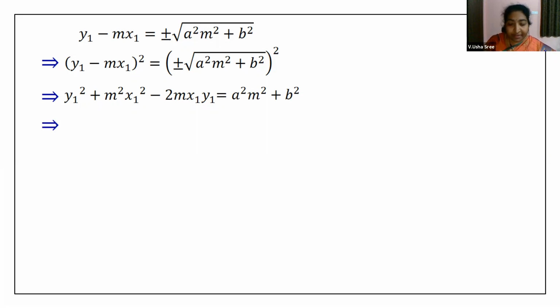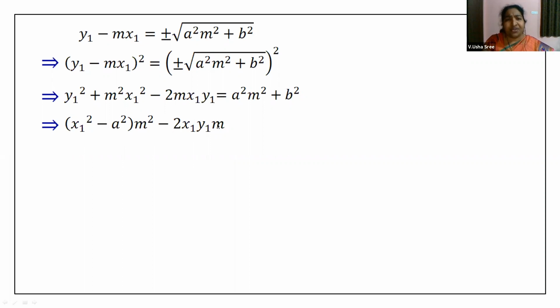How many m square terms do you have here, children? 2m square terms. Look at this: m square x1 square, a square m square. Now shift this a square m square to this side and take m square common. Then you will get x1 square minus a square into m square. Now we are not disturbing this term.